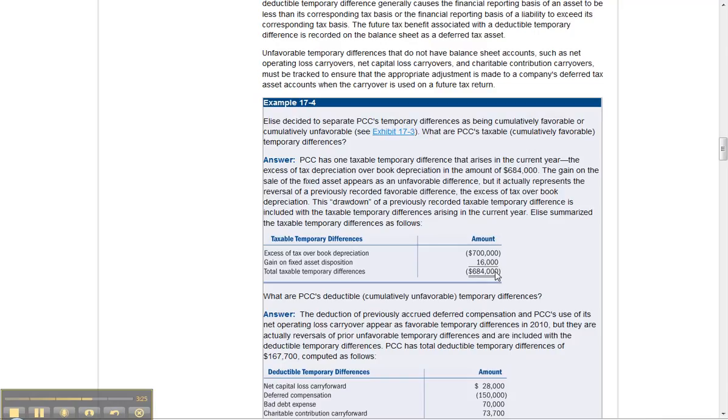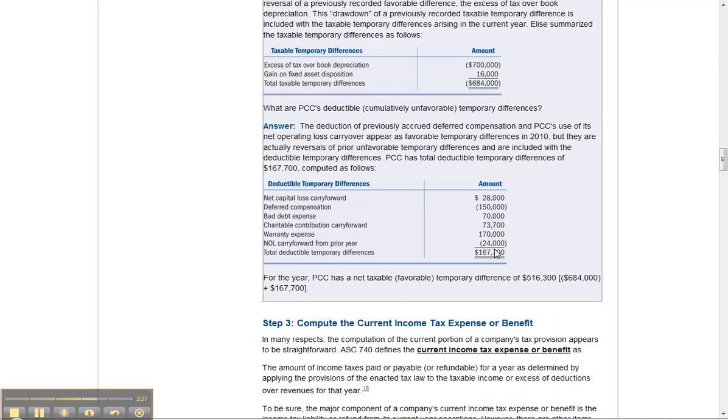Those will reduce our current year taxable income because they're favorable this year, but they will cause taxable amounts in the future. And then we also look at the rest of our temporary differences this year, that will add to our tax liability this year, but will reduce our future tax liability. So these are deductible temporary differences. They add to this year's tax liability, but they will reduce future tax liabilities.